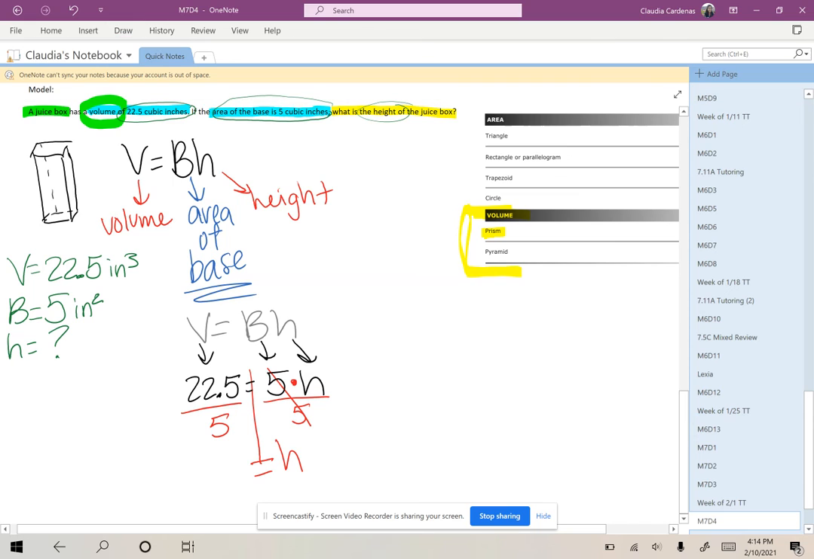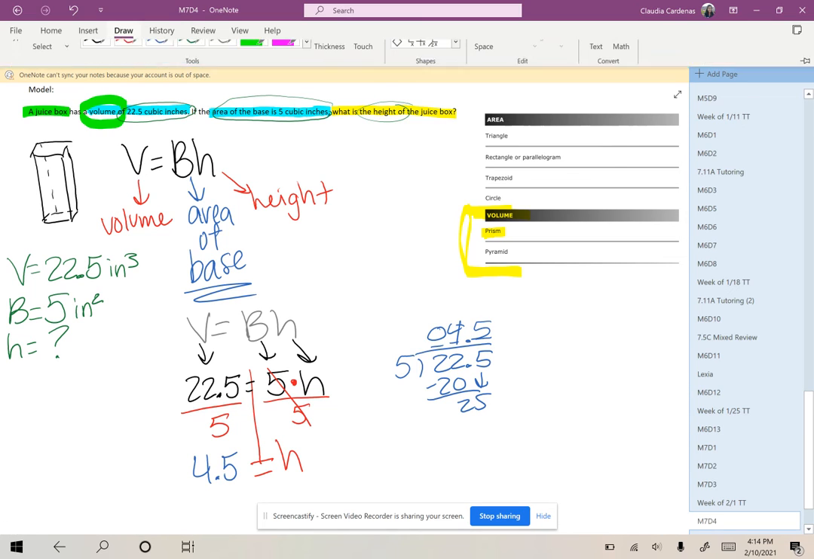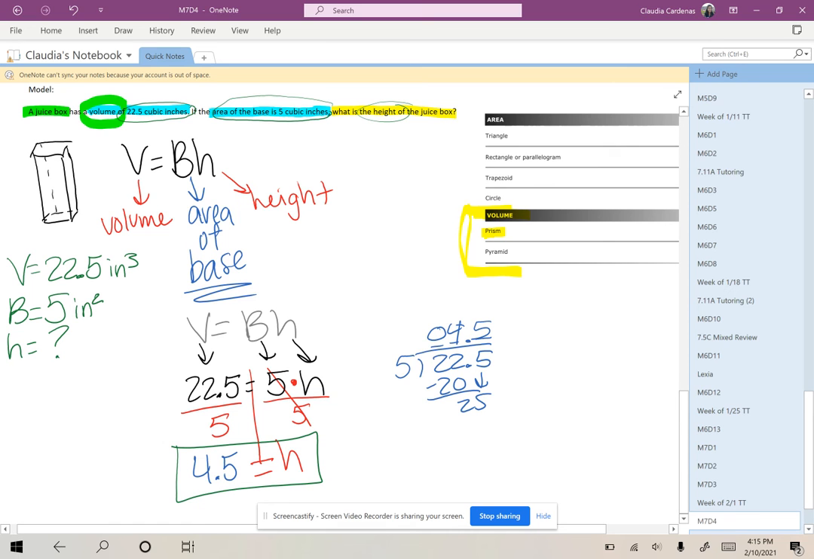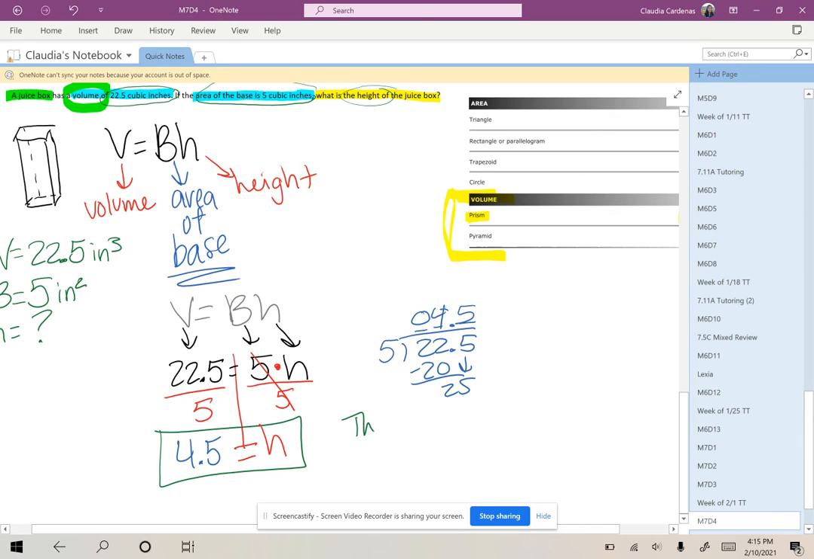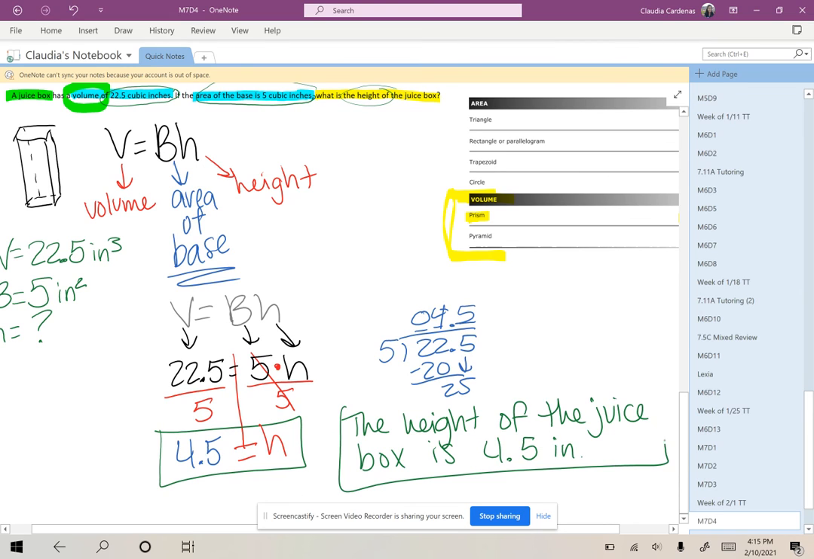So here we go, using bow tie, bottom out, top in, bringing up our decimal and drawing our seats. I can begin to divide to see how many times 5 goes into 22.5, and I see it as 4.5 times. So now that we know what H is, we can answer our question. It says, what is the height of the juice box? Well, we determine the height of the juice box is 4.5 inches.